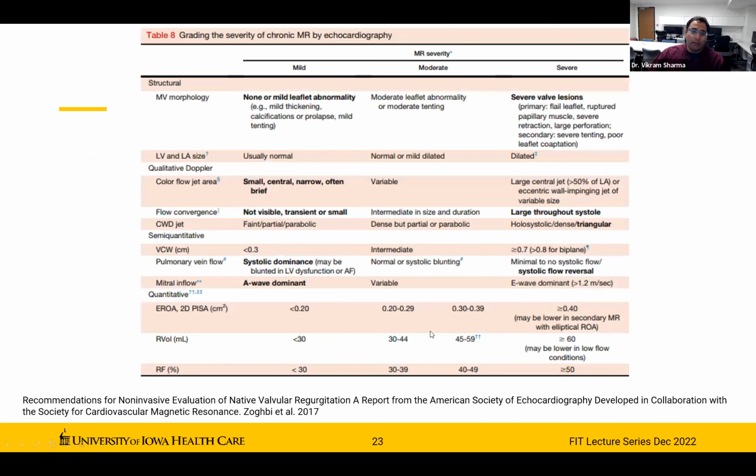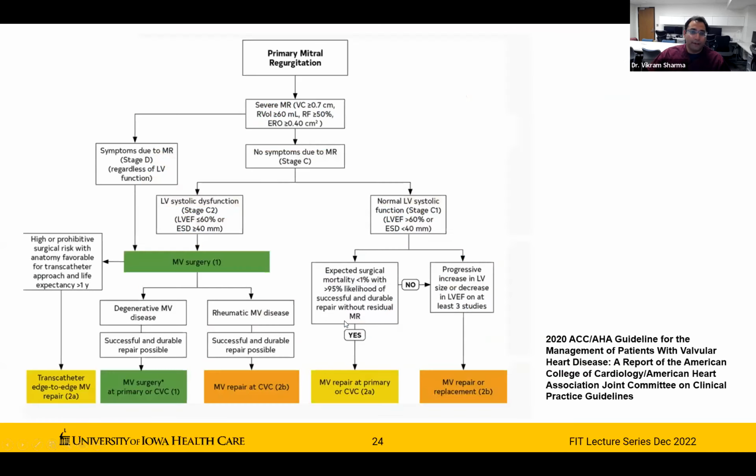So again, just going more into the classification of the severity, remember that a vena contracta of more than 7, EROA more than 40, regurgitant volume more than 60, and regurgitant fraction more than 50 would classify the MR as severe, whereas at the other spectrum, if you have EROA less than 20, regurgitant volume and regurgitant fraction less than 30, or a vena contracta width of less than 3, that would be mild, and then the rest would be moderate.